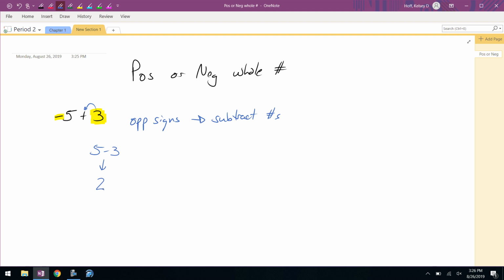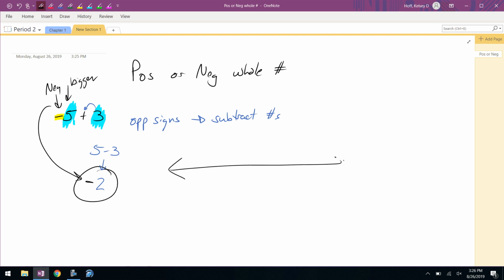Now, to determine the sign, I go back to the original problem. I was given a 5 and I was given a 3. Ignoring the negative and positive signs, which number is bigger, 5 or 3? Well, 5 is bigger, and 5 was negative, so therefore my answer is going to be negative. -5 plus 3 is actually -2.